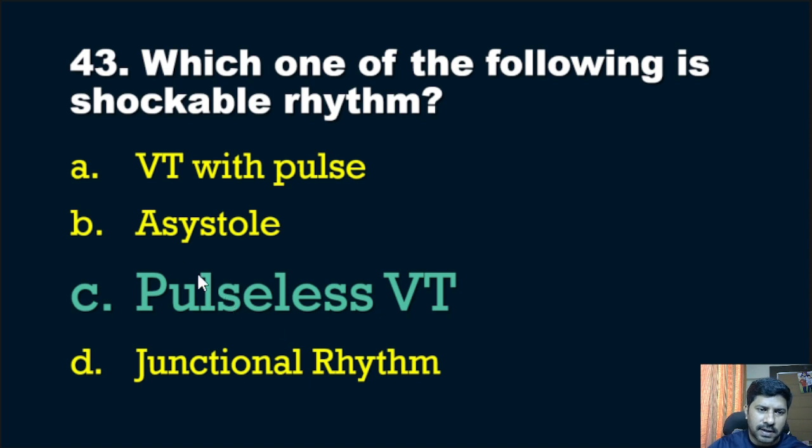And in asystole, there is no pulse, so it is not a shockable rhythm. We need to start CPR here. Junctional rhythm is also not a shockable rhythm. VT with a pulse is a stable condition. It is also known as stable VT. So in this case, we can manage with medicines. So pharmacological management is only needed in the case of VT with a pulse and junctional rhythm. In asystole, we need to start CPR.